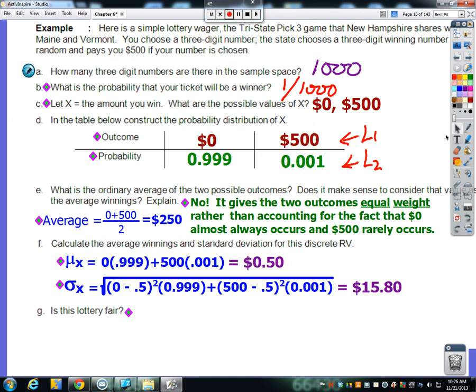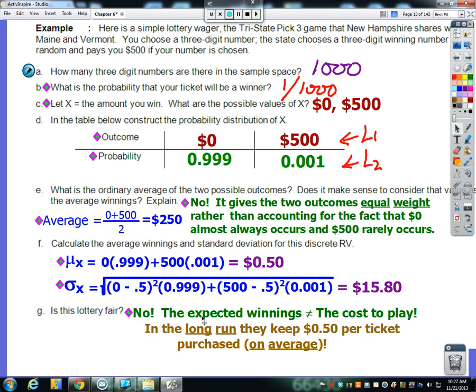All right, so is this lottery fair? Well, if in the long run you expect to only win 50 cents, and let's say this costs you $1 to play, in the long run you're only going to be winning 50 cents for every dollar you give to the lottery people. So it's absolutely not very fair. The expected winnings does not equal the cost to play. In the long run, they keep 50 cents per ticket purchased on average.